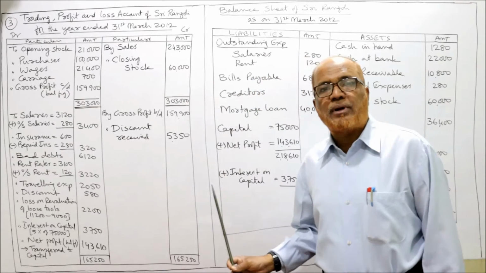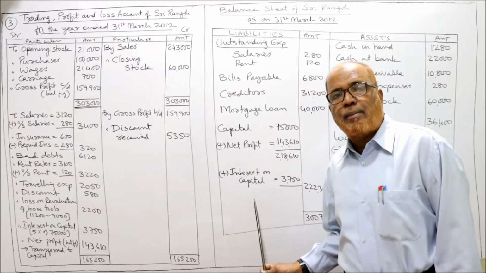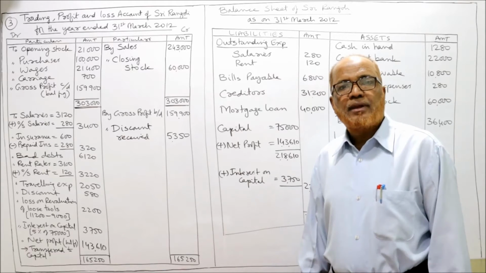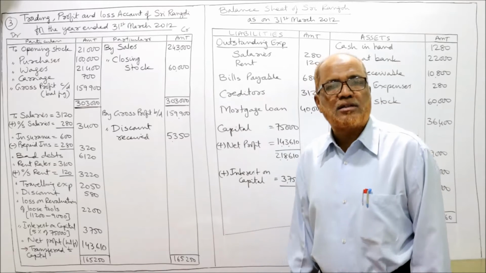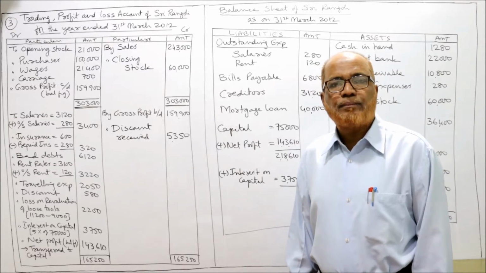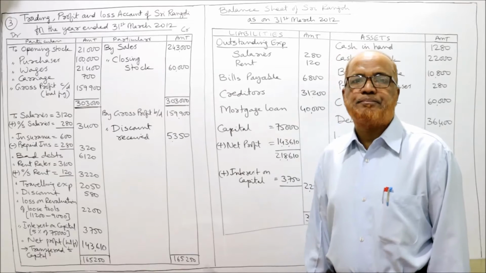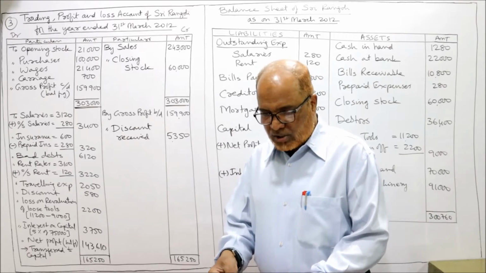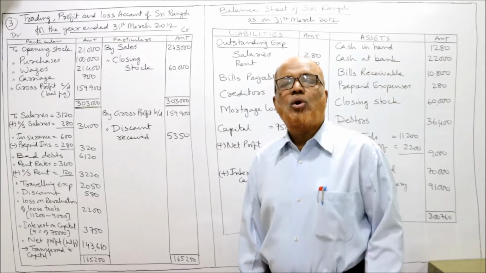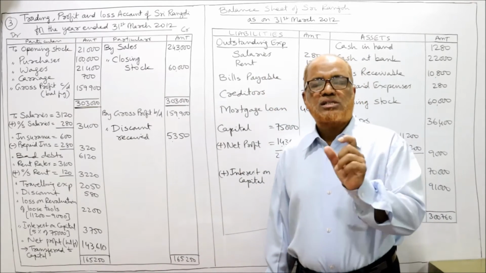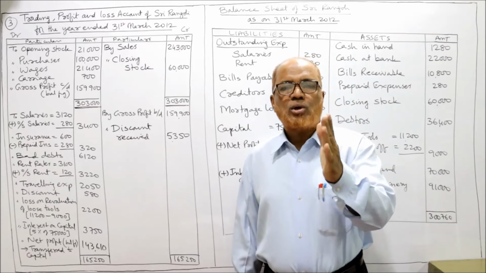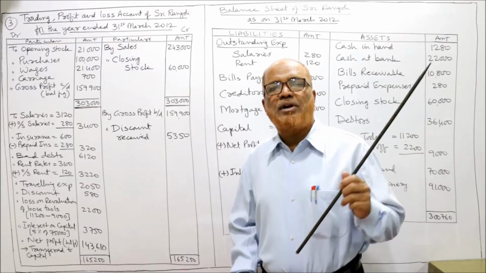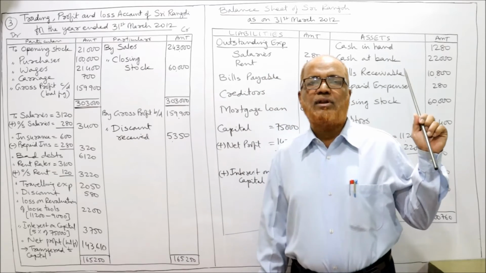Again, interest on capital will be added to capital in the balance sheet. Double effect. Every adjustment will have a dual effect. If you forget to take one effect, then definitely your balance sheet will not tally. Next, closing stock was valued at 60,000 on 31st March 2012. Closing stock is 60,000. It will appear twice. Once closing stock will be taken on the trading account credit side. Again closing stock will be taken on the asset side of the balance sheet.